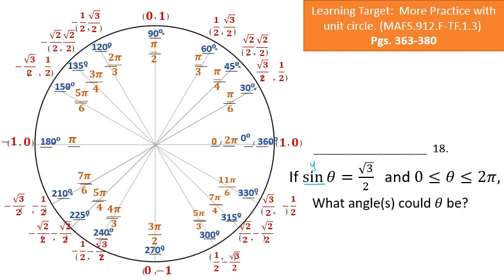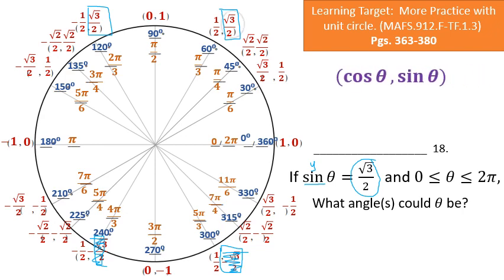So what I'm going to do is go to the unit circle and find all the points where the y values are the square root of 3 over 2. Well, this one's square root of 3 over 2. This one's square root of 3 over 2. This one's square root of 3 over 2. Oh, but it's negative. Do I want a negative? No, I don't. This one's square root of 3 over 2. Oh, but it's also negative. Do I want a negative? No, they told me sine was positive. So I'll take this one out. So what two angles could this be?